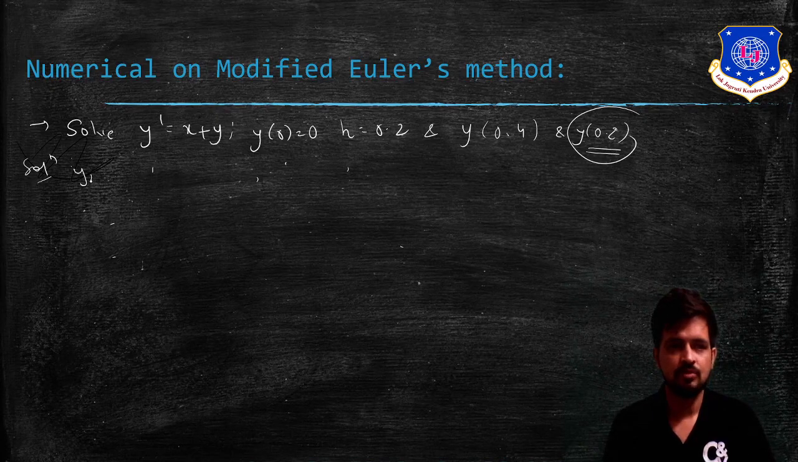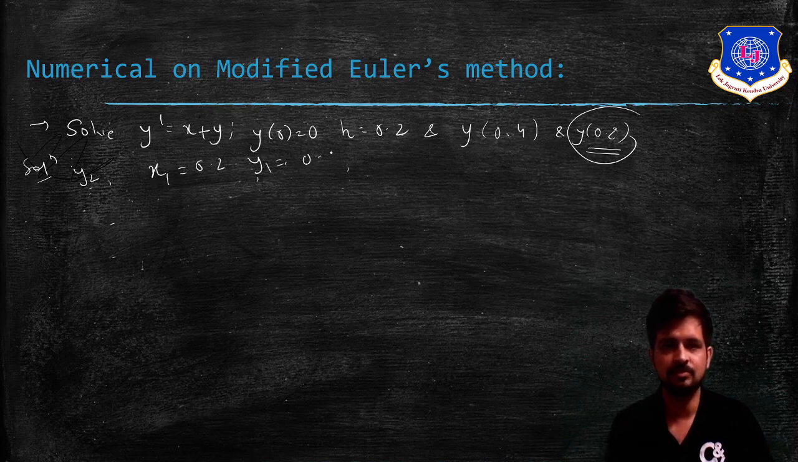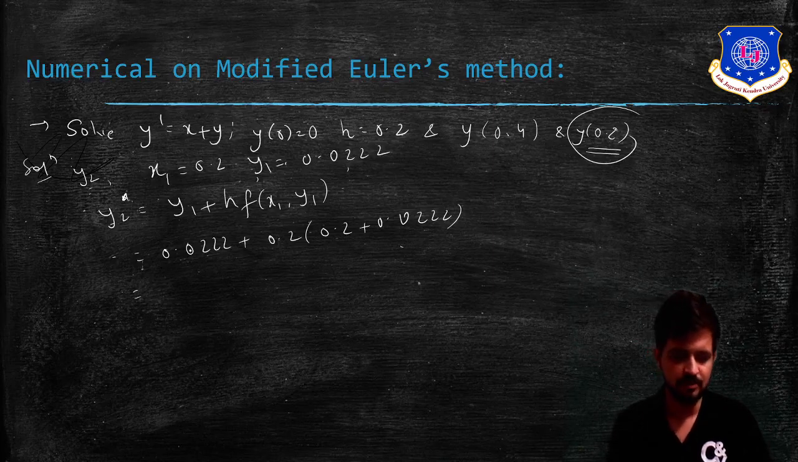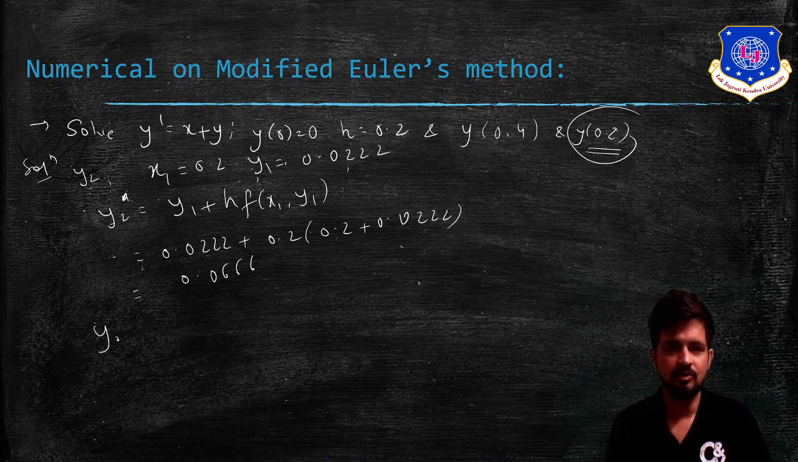See, to find y2, first of all we have to write the value of x1 and y1. What is our x1? x1 is 0.2 and y1 is 0.0222. So first of all find y2 star. What will be y2 star? y1 plus h into f of x1, y1. So what is our y1? 0.0222 plus 0.2 into function value. Function value means 0.2 plus 0.0222. So my y2 star will be 0.0666. Now I have to find y21.